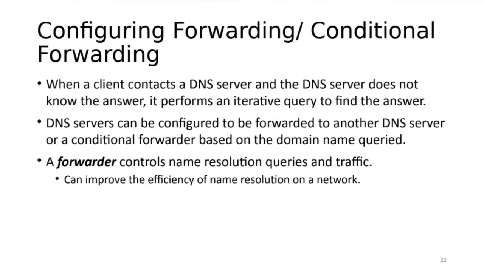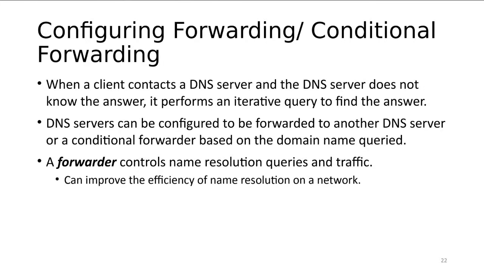Yani, if I receive a request, if the request contains .com or .microsoft.com, I will put a condition, I will configure a conditional forwarder. When I receive this, send it to this DNS server. So it's a conditional forwarder. A forwarder controls name resolution queries and traffic. It can improve the efficiency of name resolution on a network because you can control the traffic.